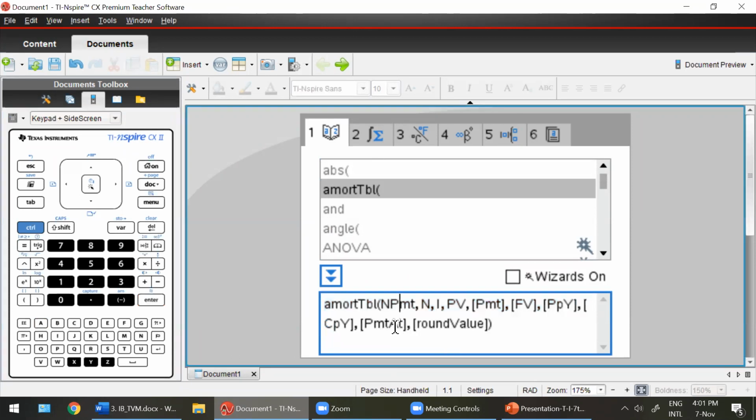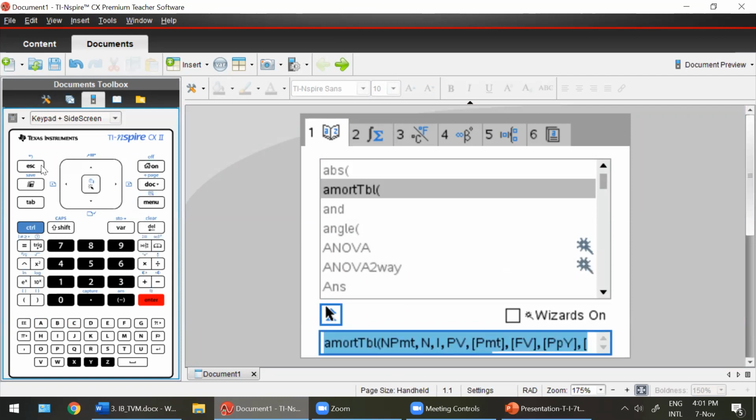Wizards on doesn't help us much in this case. The thing you have to remember in amortization is that you need to know what to type in at what point. It follows a similar order to the table we just practiced.